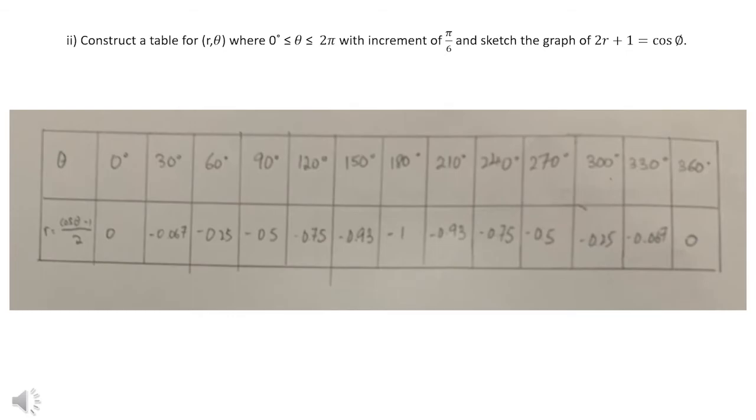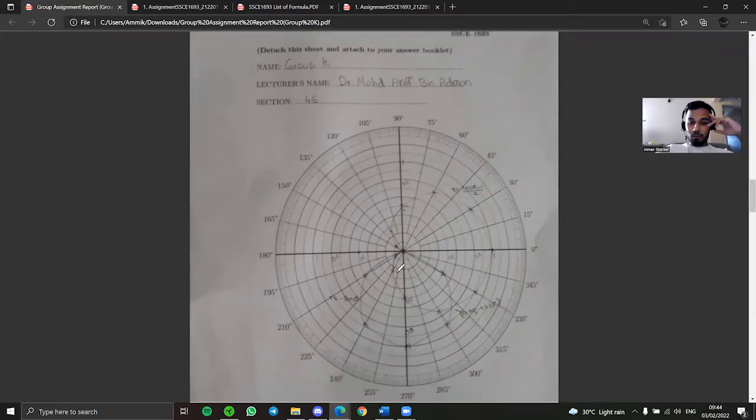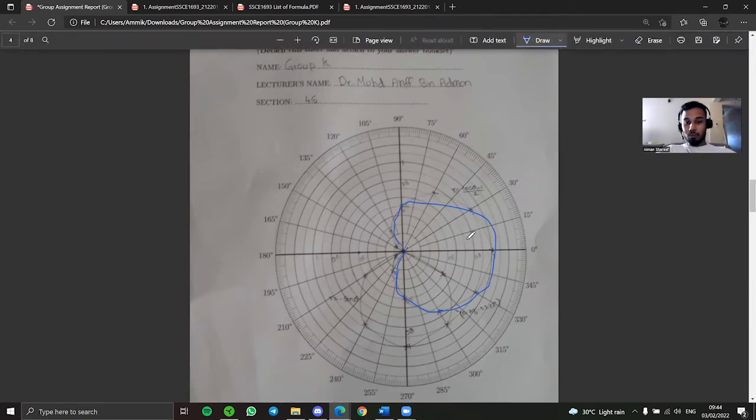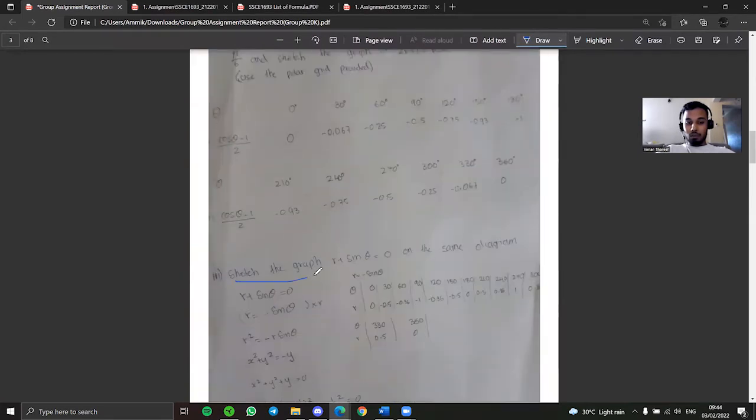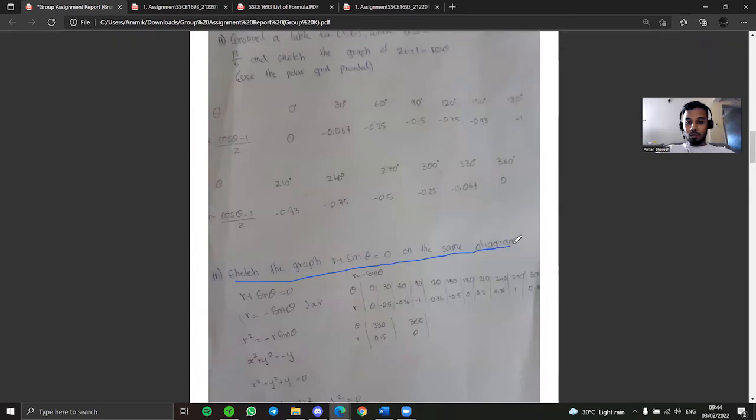Thank you. So we put the points on the graph here, here, here, here, here, here, and here, and we sketch it. This is the shape of the graph we get. And after that, the question says to sketch the graph r plus sine theta equals 0 on the same diagram.